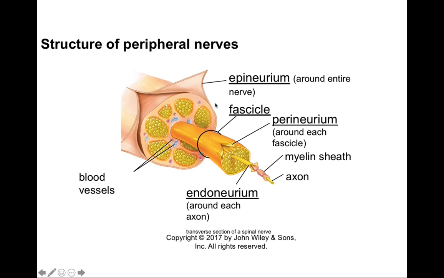So from superficial to deep, we have this layer of connective tissue, the epineurium, that wraps around all of our nerve fascicles. A fascicle is a bundle of myelinated axons, and it can be demarcated by being wrapped in the perineurium. Making up our fascicles are individual myelinated axons that all are wrapped up in their own layer of endoneurium.